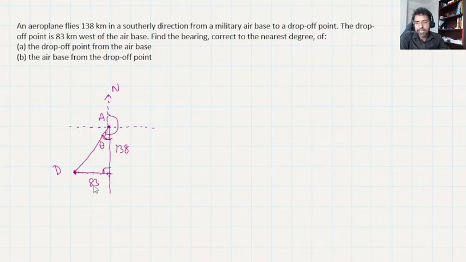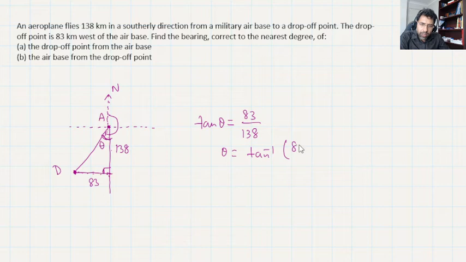So how to get theta? You know that if it is theta, this is opposite, this is adjacent. So tan theta will help us to get theta. Tan theta gives us opposite over adjacent. We know SOHCAHTOA, opposite over adjacent. In this case, opposite is 83, adjacent is 138. So theta equals tan inverse of 83 over 138, and if I do the calculation, it gives us 31 degrees. Okay, it is asking for the nearest degree, so we can write down 31 degrees.